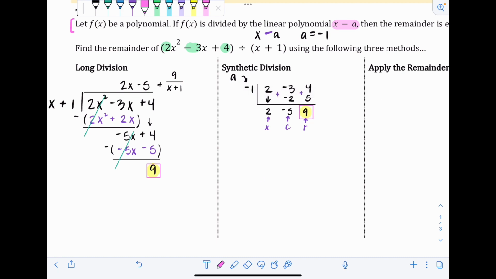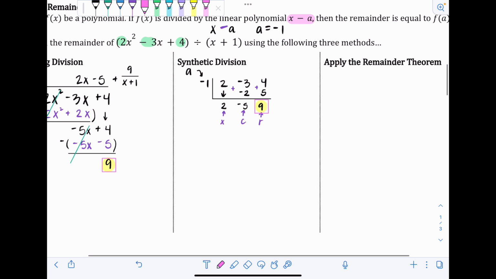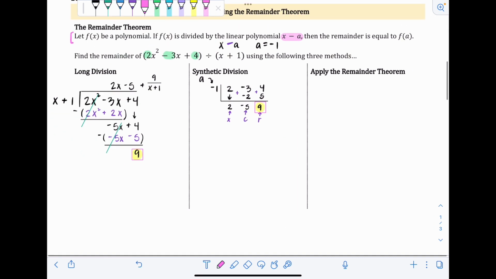Okay, and then now is the remainder theorem. So the remainder theorem, I'm going to read through it one more time. Let f of x be a polynomial. If f of x is divided by the linear polynomial x minus a, then the remainder is equal to f of a. So this is saying that we should be able to find the remainder by finding f of a, and a was -1.